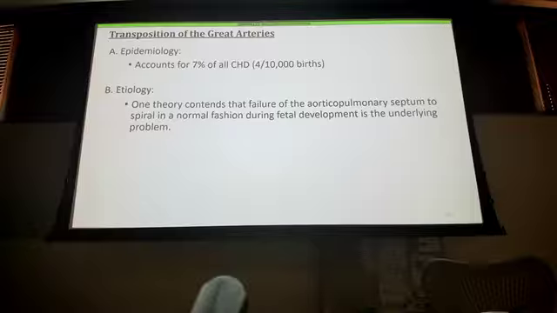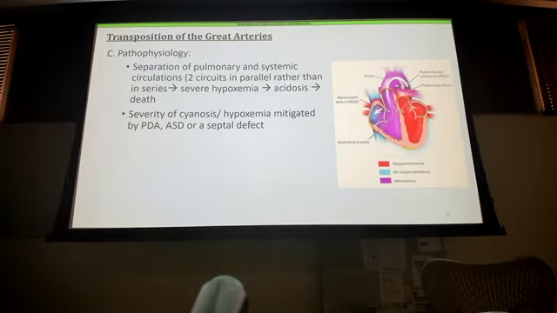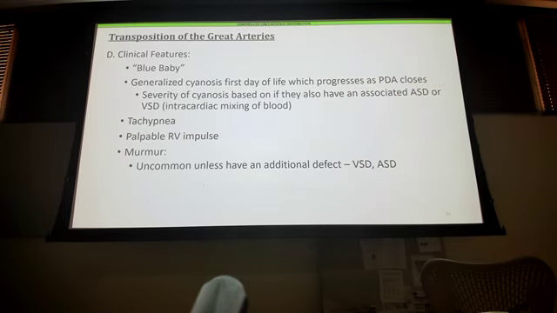How it happens, basically, with the forming and the flipping and twisting and everything like that of the fetal heart early on, it's reversed. And now that aorta attaches to the right side of the heart, and that pulmonary artery attaches to the left side of the heart. And this can lead to severe hypoxemia, acidosis, which then can lead to death if it's not recognized and handled quick enough. And these babies are going to be blue quick.